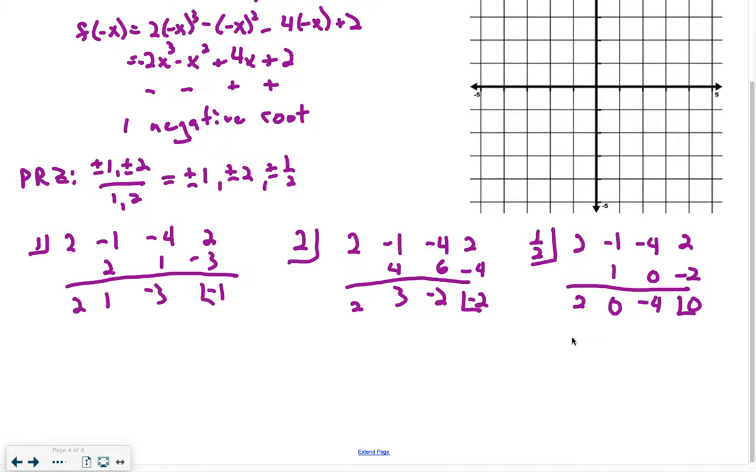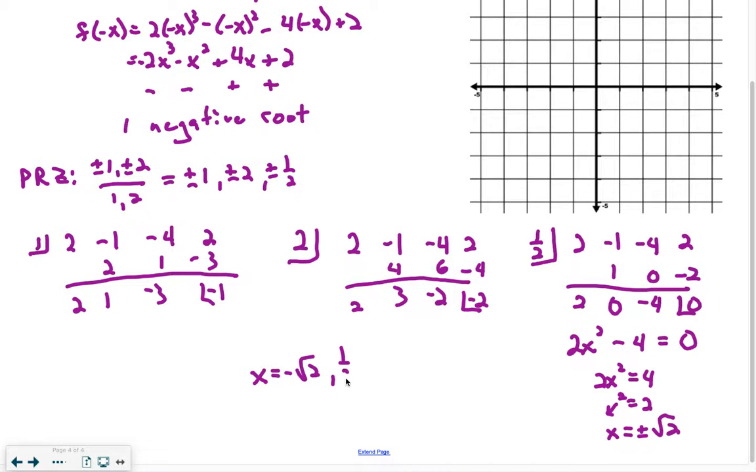We now have a second degree. Since I started with the third degree, this would be 2x squared plus 0x minus 4. So if I set that equal to 0, I can just solve this quadratic. Add the 4 over, divide by 2, and take the square root, and we'll get x equals plus or minus the square root of 2. So I end up with 3 roots here, right? X equals negative square root of 2, 1/2, and positive square root of 2.